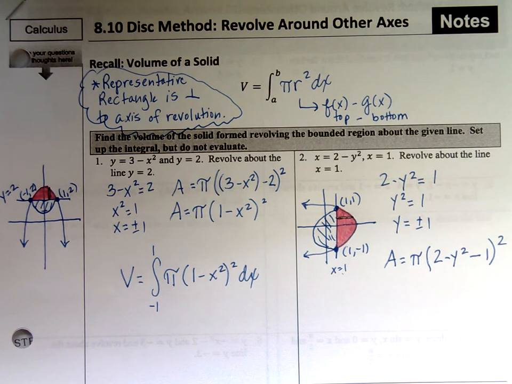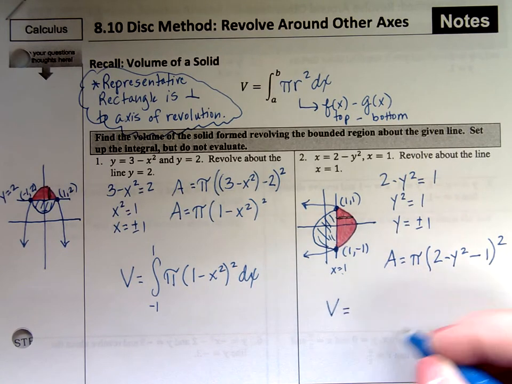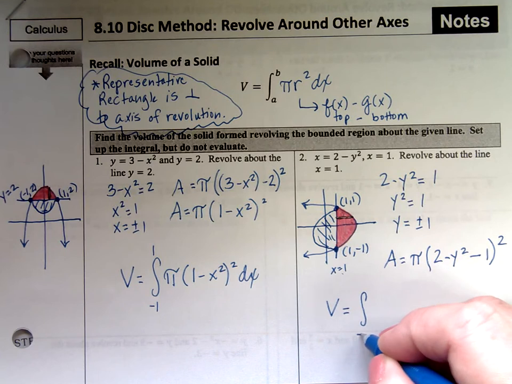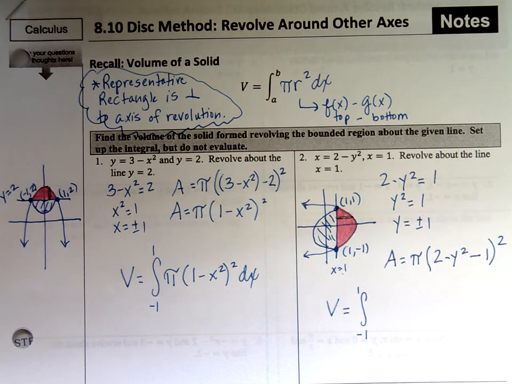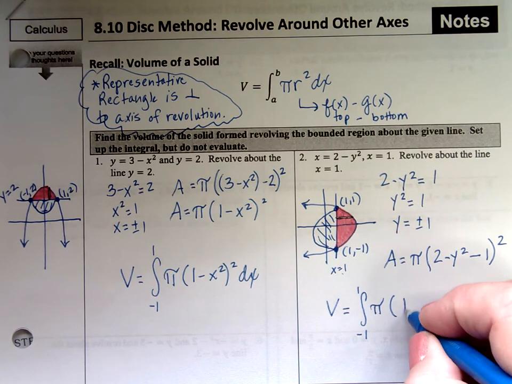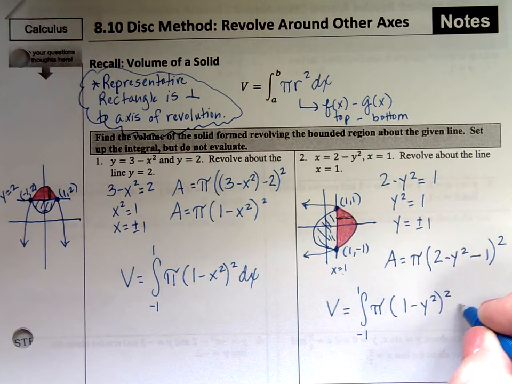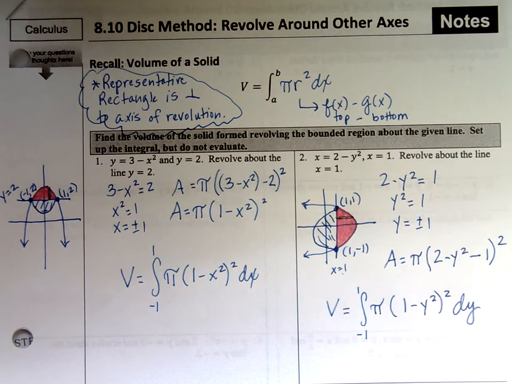Pi r squared. So I can put my volume together. I'm going to simplify this as I do the volume formula so I don't have to write it twice. My integral goes from negative 1 to 1, my y values, of pi times 2 minus 1, which is 1, so 1 minus y squared, squared dy, and I am done. That's it.